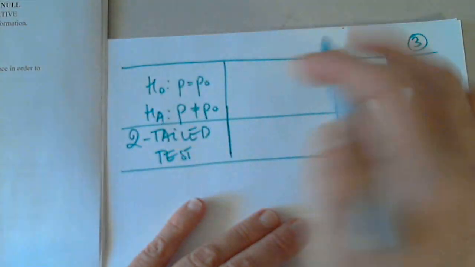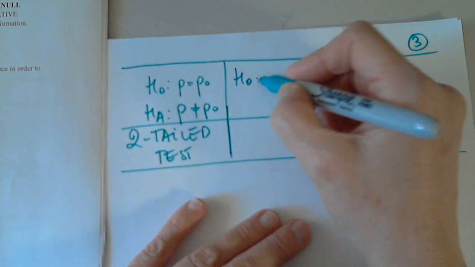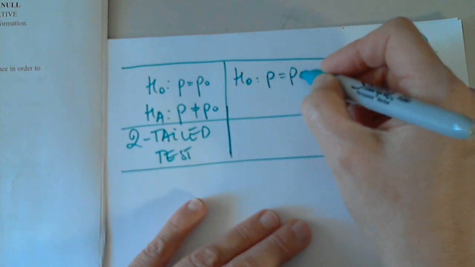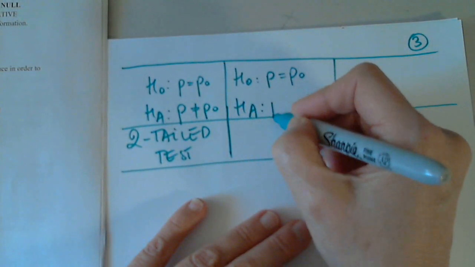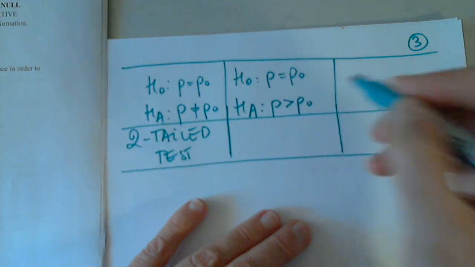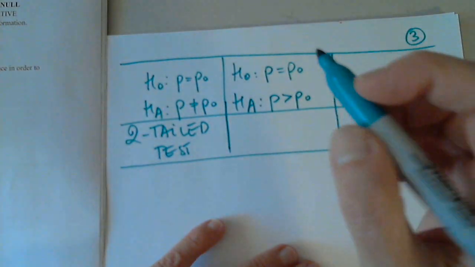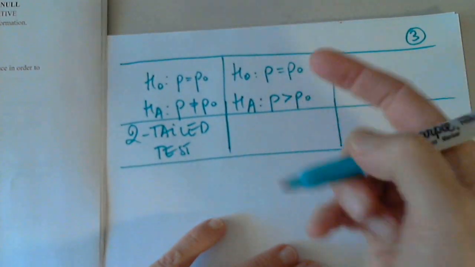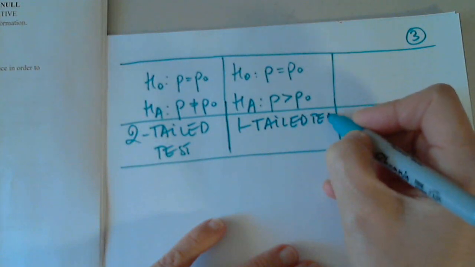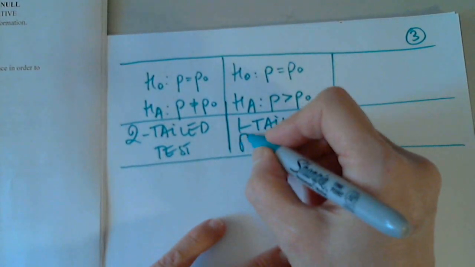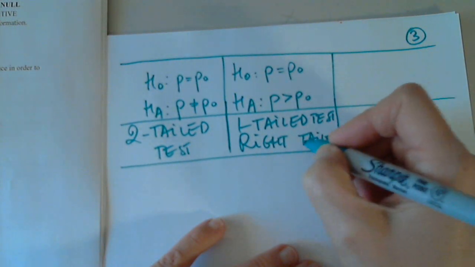For the same, I'm going to keep the same type of example with proportions. P equals some value from the past, and the alternative, P greater than the number from the past. That's our claim. This is a one-tailed test, and it's specifically a right-tailed test.